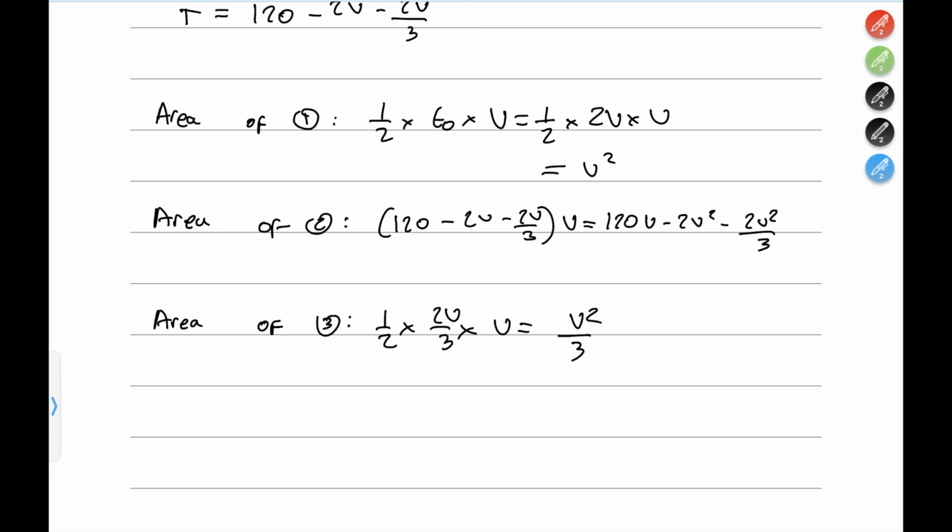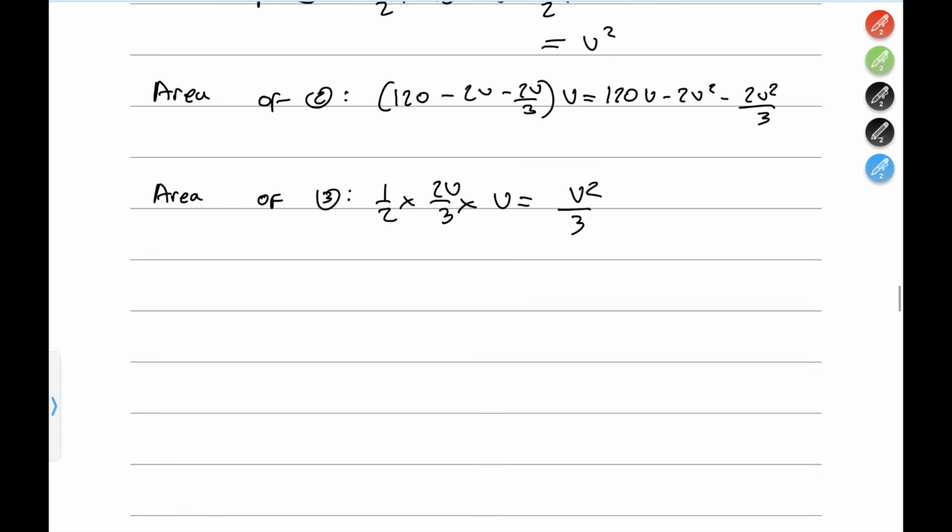So now, if we add all of this together, we should get that v squared plus 120v minus 2v squared minus 2v squared over 3 plus v squared over 3 is equal to 1500.